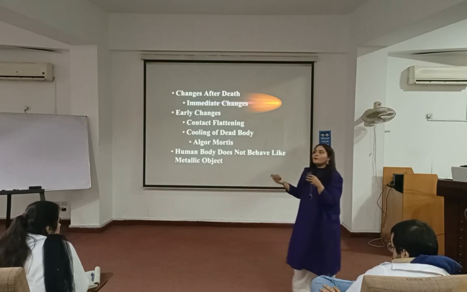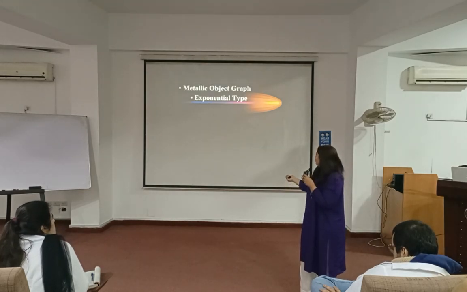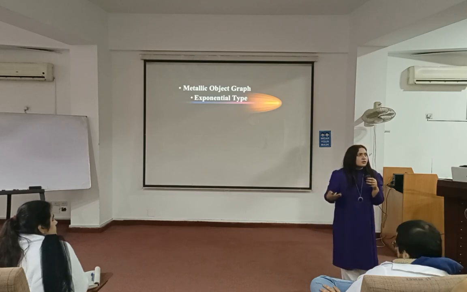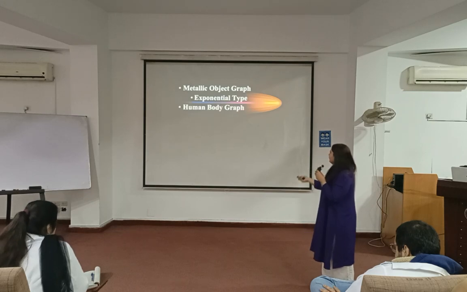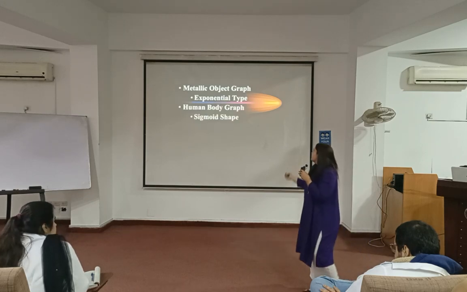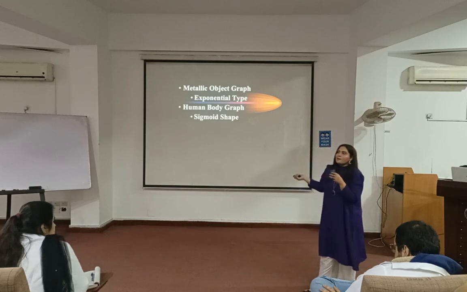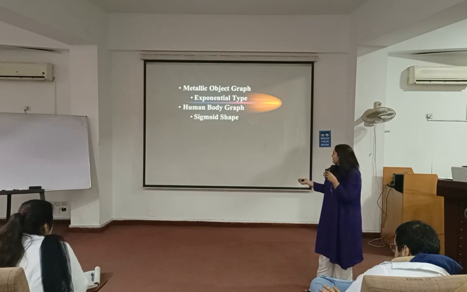Okay? And in case of a metallic object, it's a simple exponential graph like this. So that is for the metallic object because a body doesn't cool like Newton's law because of various factors. You have already discussed these things. Then this is the sigmoid shape, and this is a very frequently asked viva question, that what is the shape of the graph in case of a human body when it is getting cooled.